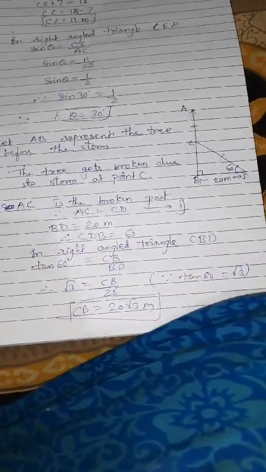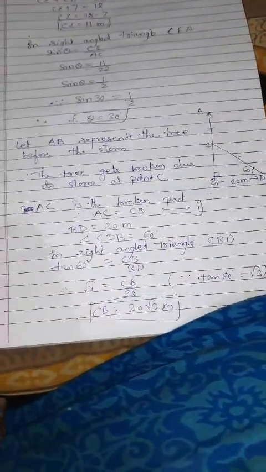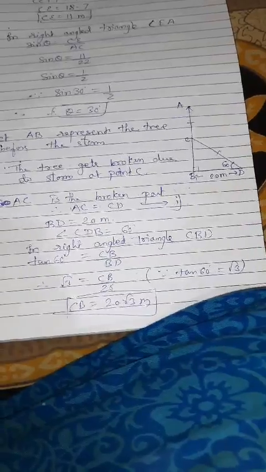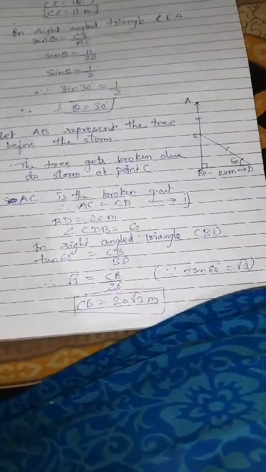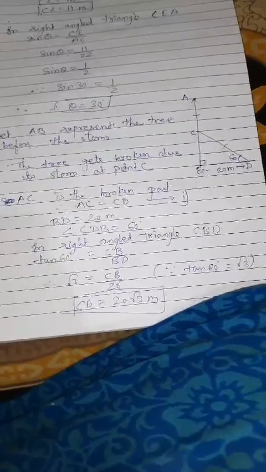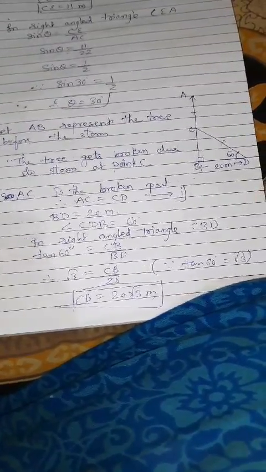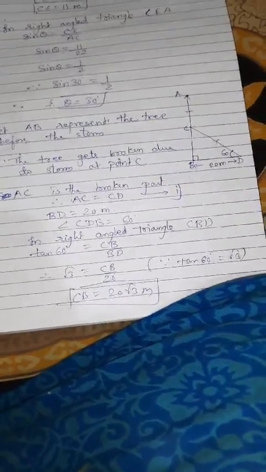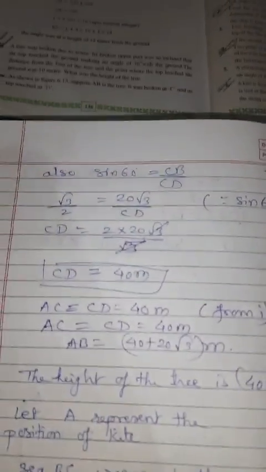In right angle triangle CBD, tan 60. Here we use opposite upon adjacent because we have to find the height of the tree. CB is the opposite side and BD is the adjacent side. When opposite and adjacent both are given, we use the ratio tan 60. So tan 60 is equal to CB upon BD. Tan 60 is root 3. Therefore CB is equal to 20 root 3 meter.